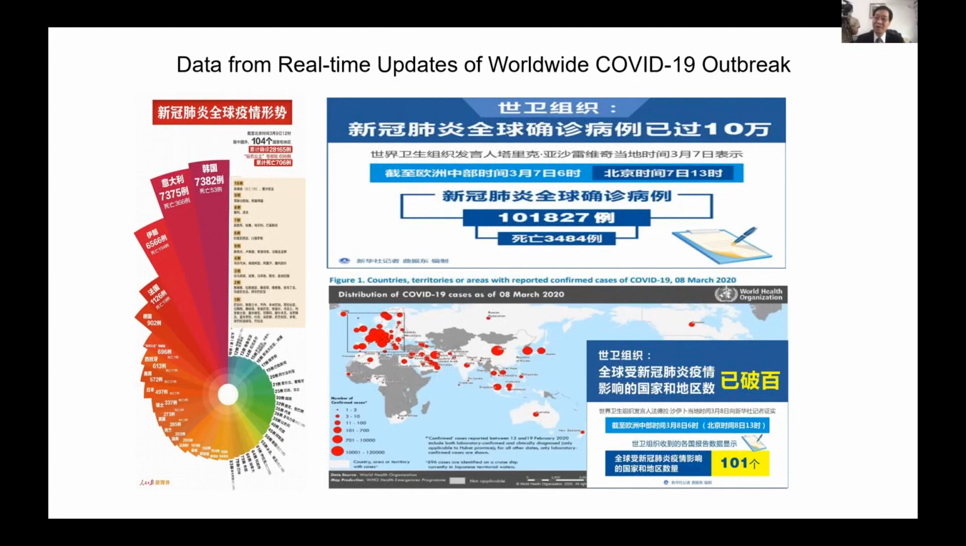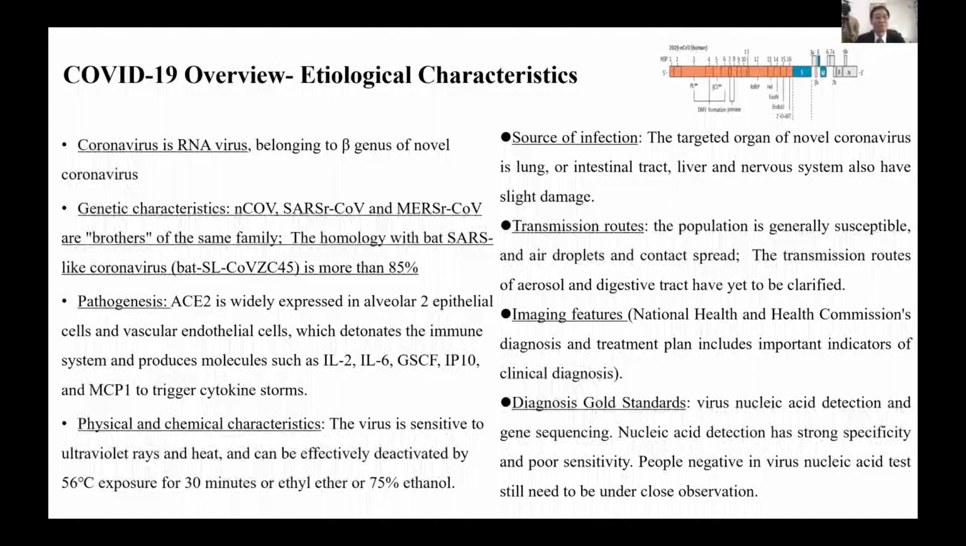More than 100 countries have been affected; the outbreak is very serious in the world. COVID-19 overview: etiological and correlative aspects. Coronavirus is an RNA virus belonging to the beta genus of novel coronavirus.